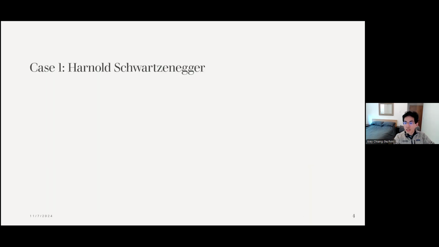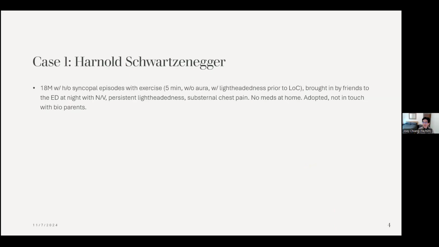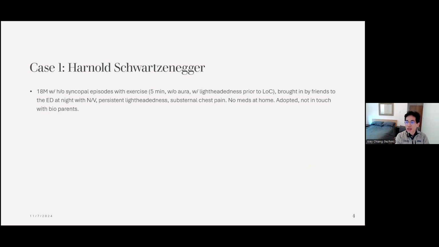This is Arnold Schwarzenegger. He is an 18-year-old gentleman with a history of syncopal episodes with exercise. They last about 5 minutes without aura, with lightheadedness prior to loss of consciousness. Brought in by his friends to the ED at night with nausea, vomiting, persistent lightheadedness, and substernal chest pain. He doesn't take any meds at home. He's adopted, not in touch with his biological parents.